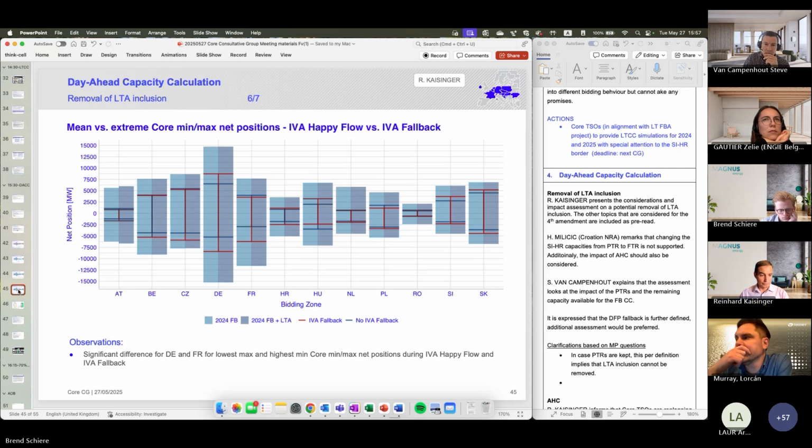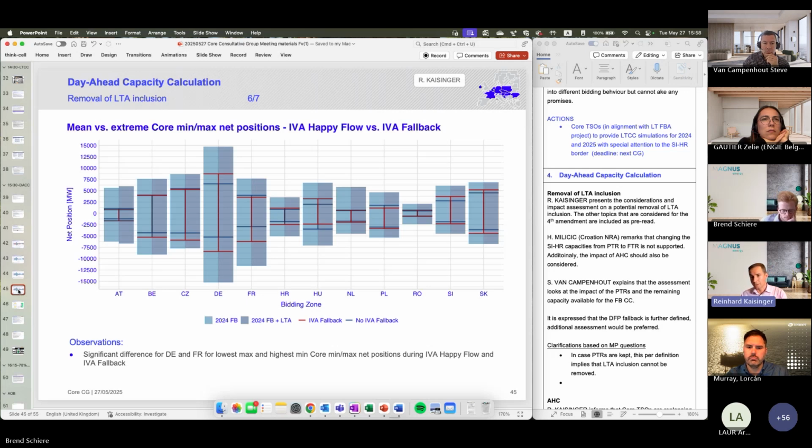The variations here do roughly correspond with what we see for IVA happy flow, again, except for Germany and France, where also the ultimate magnitude of the min-max net positions, of course, is at a different scale as it is for the other bidding zones.